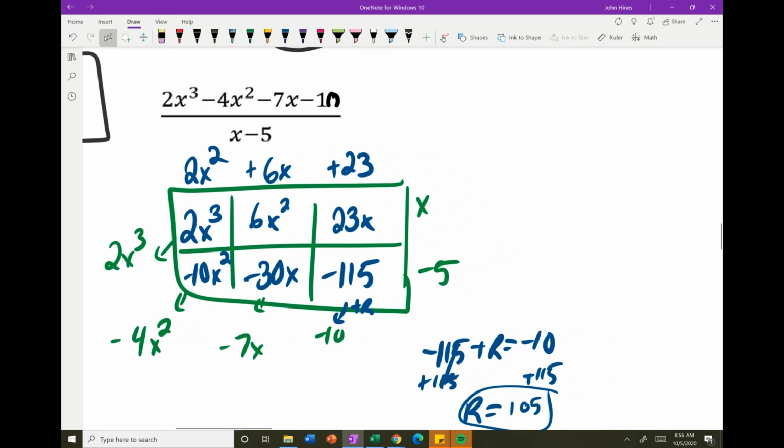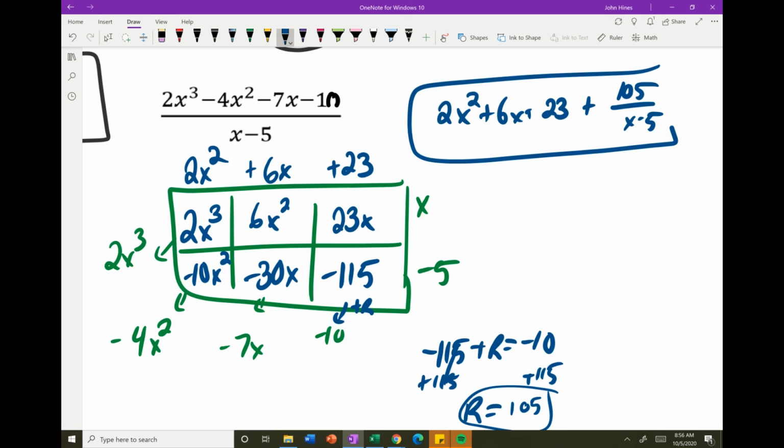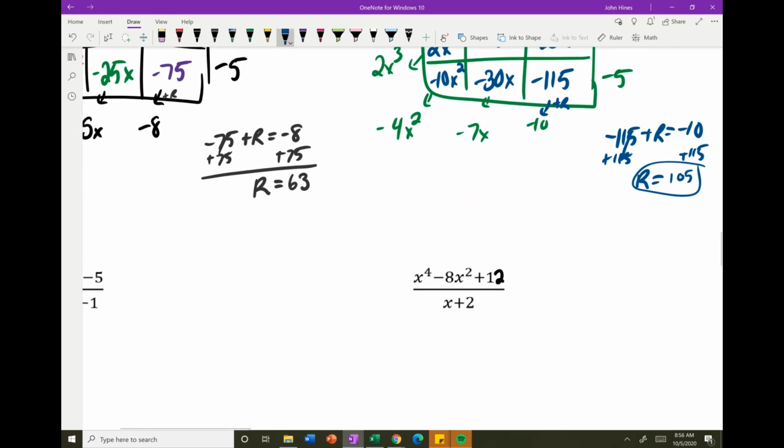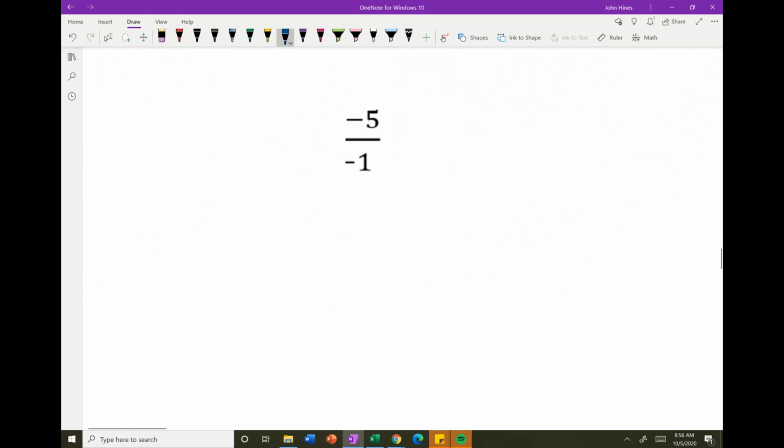So my final answer: 2x squared plus 6x plus 23 plus remainder over divisor. It's basically a polynomial plus that little fraction added on, which doesn't make it a polynomial in the end. Two more and I'm done. Two more and you're done too, until you do those two problems for me on the Google form.